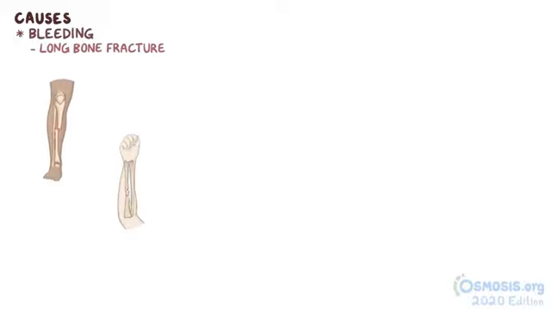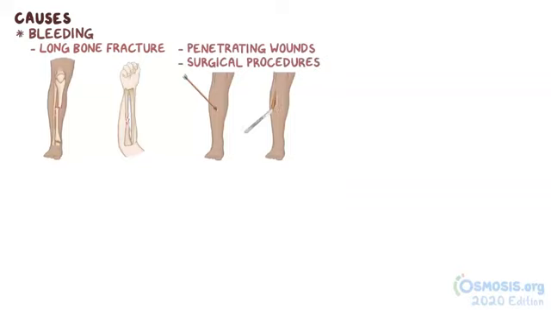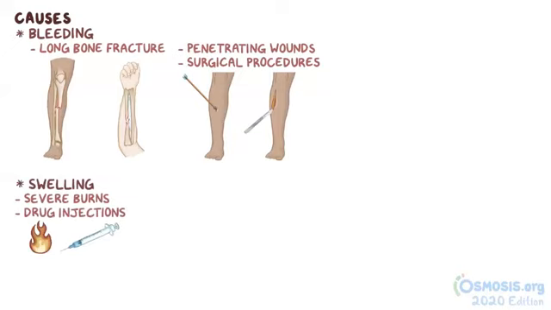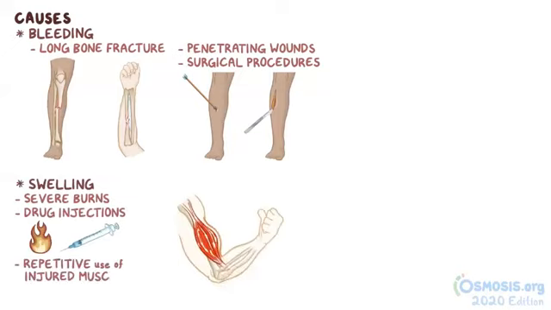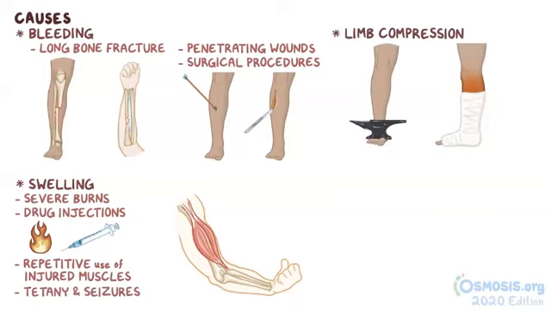The most common cause of compartment syndrome is bleeding inside the compartment. This typically occurs with long bone fractures, like the tibia or the forearm bones, and penetrating wounds or surgical procedures that injure blood vessels. Other causes are swelling of the tissue after severe burns, intravenous drug injection, repetitive use of the injured muscles, or a vigorous muscle contraction like in tetany or seizures. Any limb compression, like from a crush injury or from an inappropriately placed cast, can also lead to compartment syndrome.